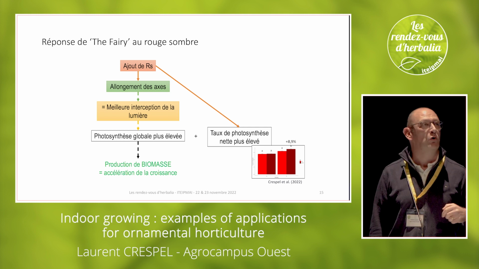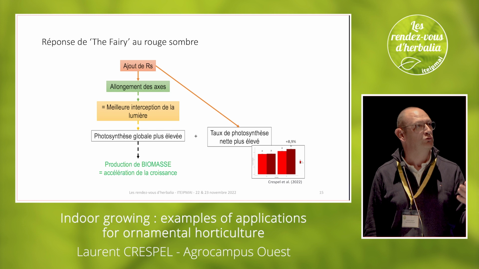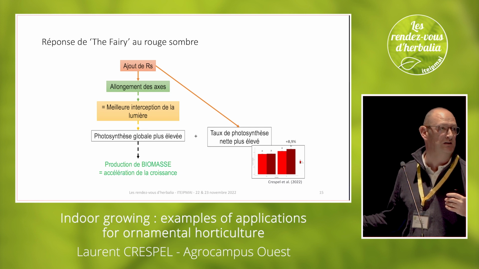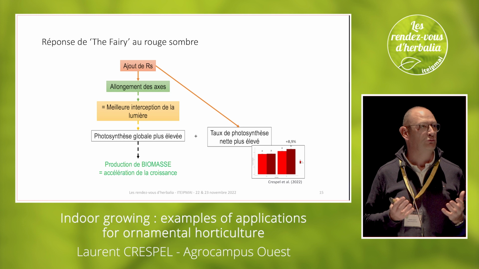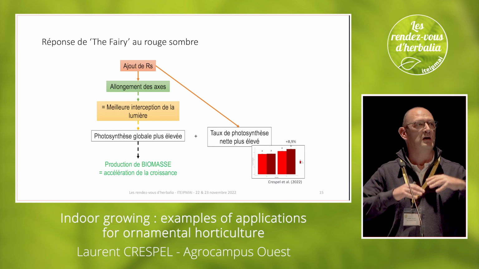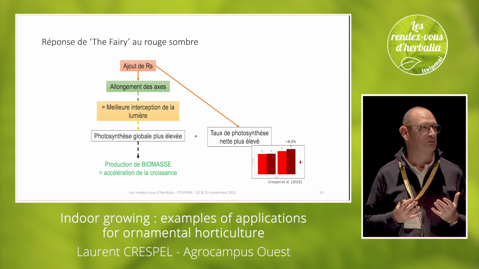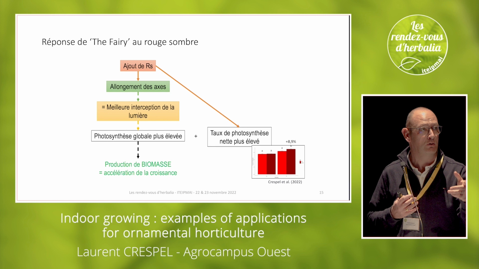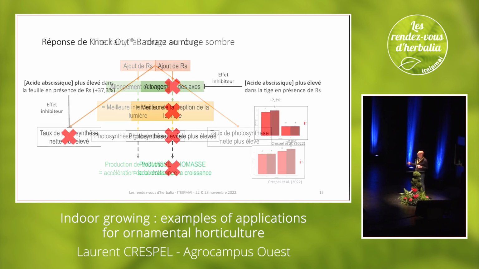And the second effect that we can see here is that dark red increases the net rate of photosynthesis. So photosynthetic activity is increased by nearly 10% here. If you bring together both phenomena, more photosynthesis as a whole and more efficient photosynthesis, you get faster growth. So the growth is accelerated. That's really what's happening here.